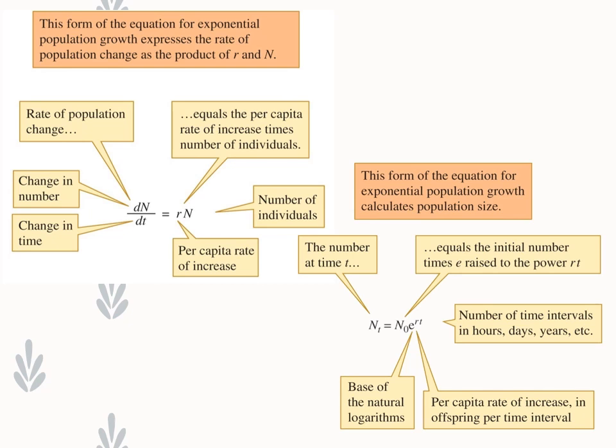Just for comparison, these are those two equations shown together on the same slide. This is the figure out of your textbook. I love the way that they do this in your book where they break down the equations so that they can show you exactly what each part of the equation is. So the left side has the form of the equation expressed as a rate of population change over time as the product of the per capita rate of increase and the population size. And then the one on the bottom right shows you the equation for calculating the population size at a given time period. And so those are the two equations we just had.